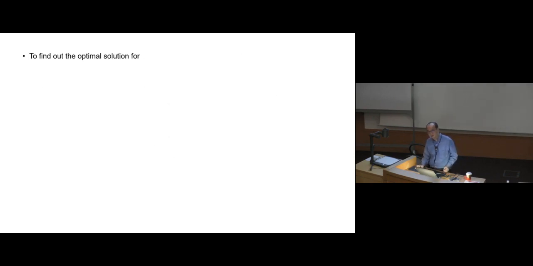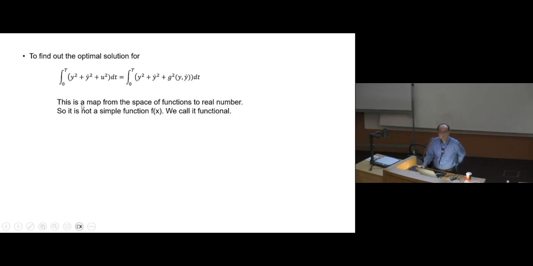Now recall our problem. Our problem, of course, is not trying to find a minimum or maximum value for a scalar function, which you already know how to do. For this case, we have an integral. What is the input to this integral? The input to this integral is the functions. If you know the functions y and u, then the integral will be a real value. So therefore, this is a map from the space of functions to real numbers.